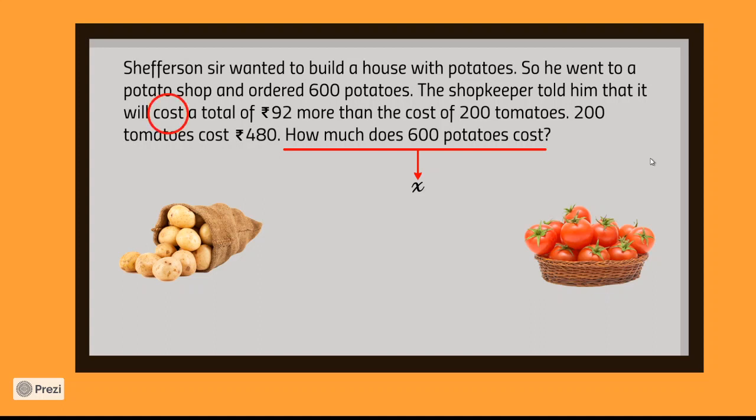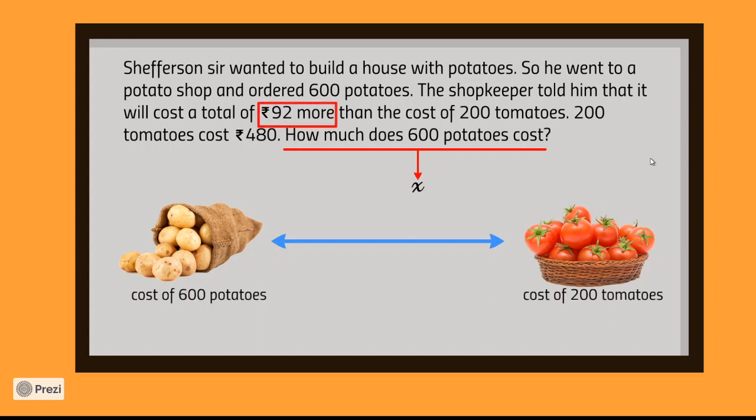But if we see that there's a cost of potatoes that we need to know, we have in the question something called cost of 200 tomatoes also. But if you read the question properly and carefully, we see that there's a relationship between the cost of potatoes and the cost of tomatoes. And what is that? 92 rupees more. So is it equal? No, it is not. It is 92 rupees more. That is, cost of 600 potatoes is 92 more than cost of 200 tomatoes.